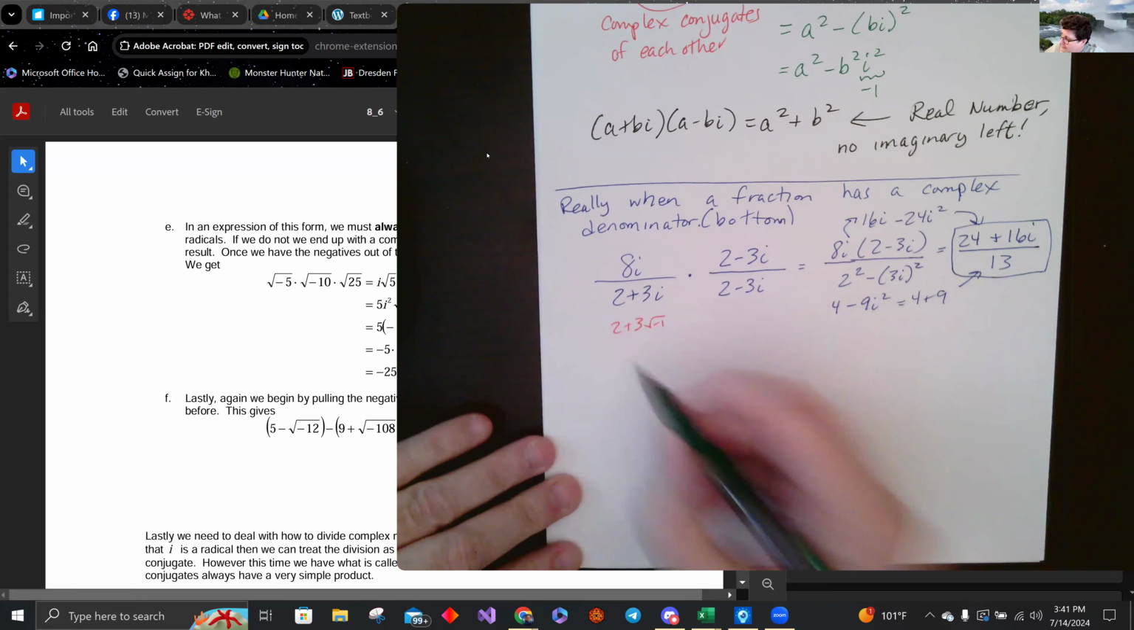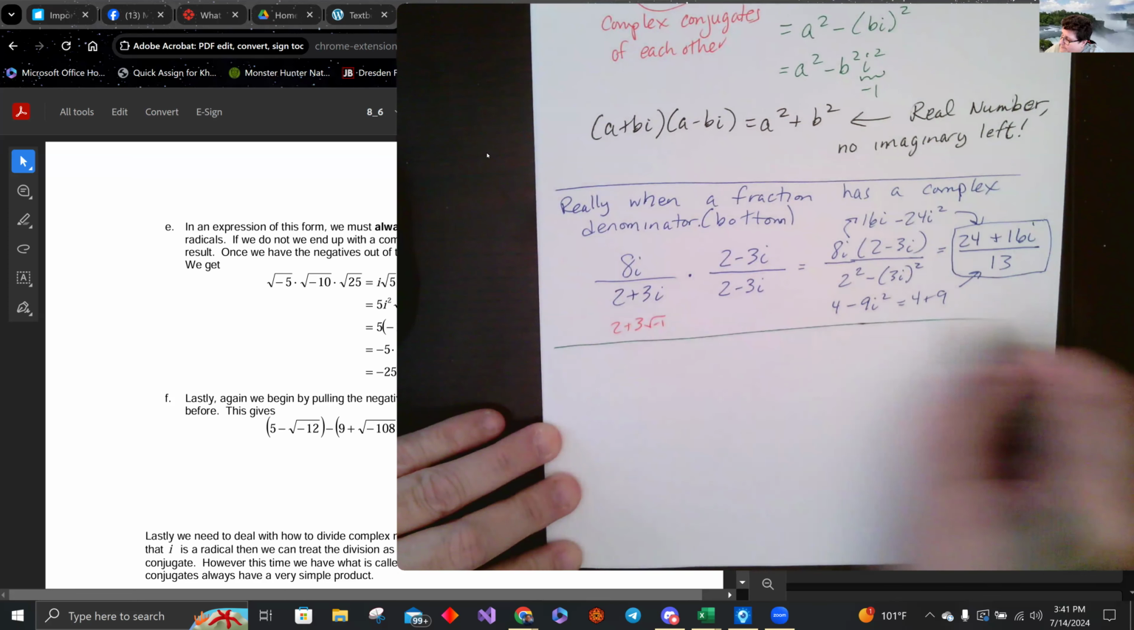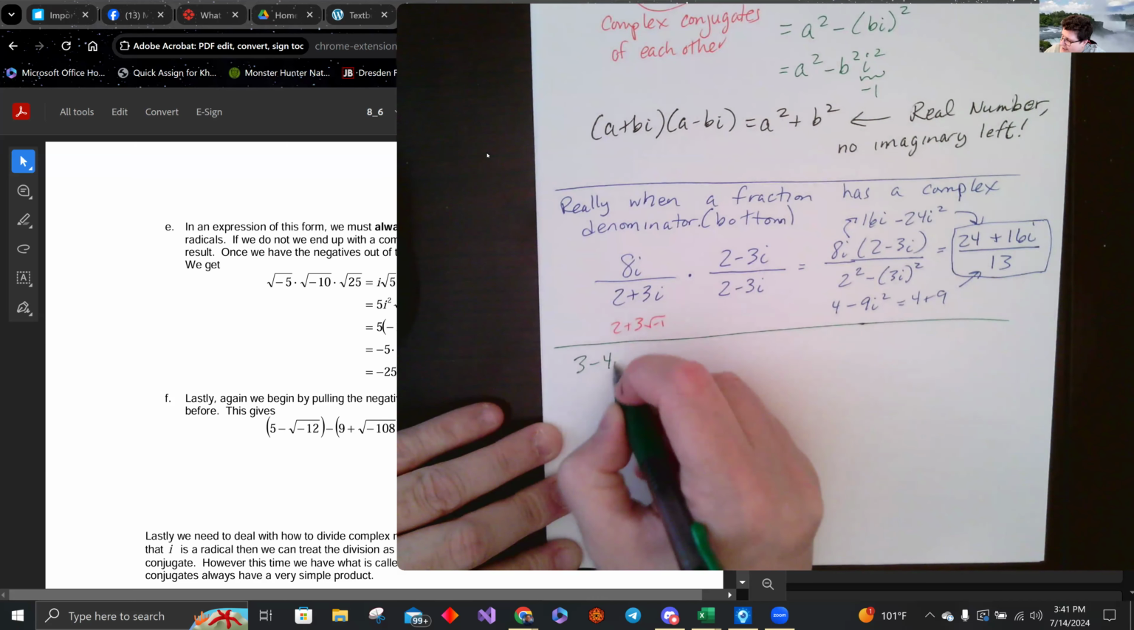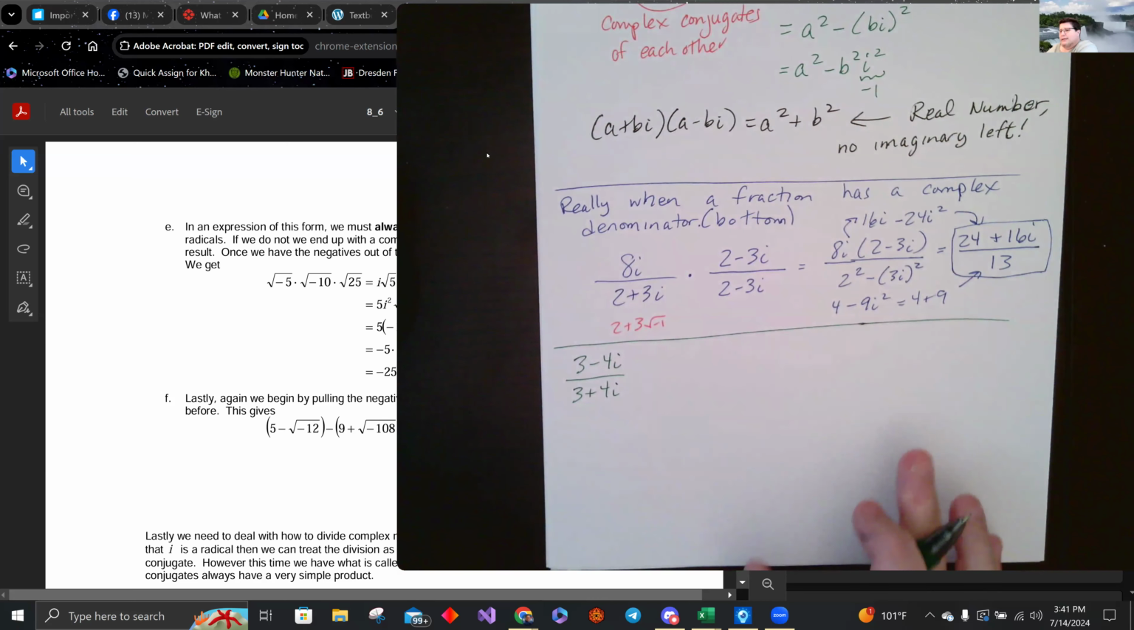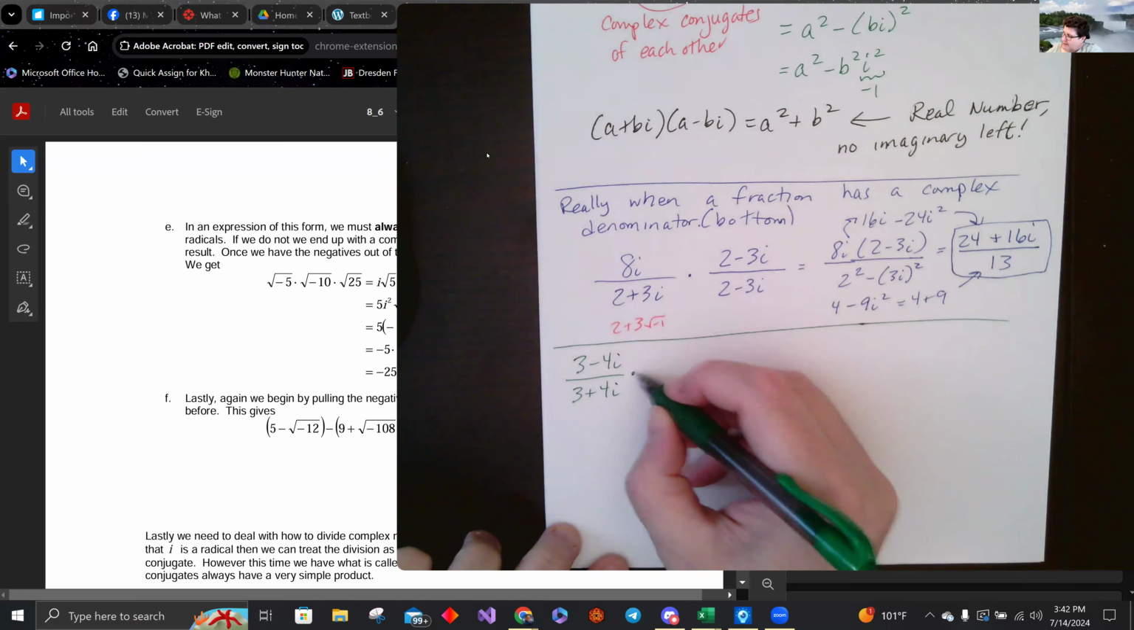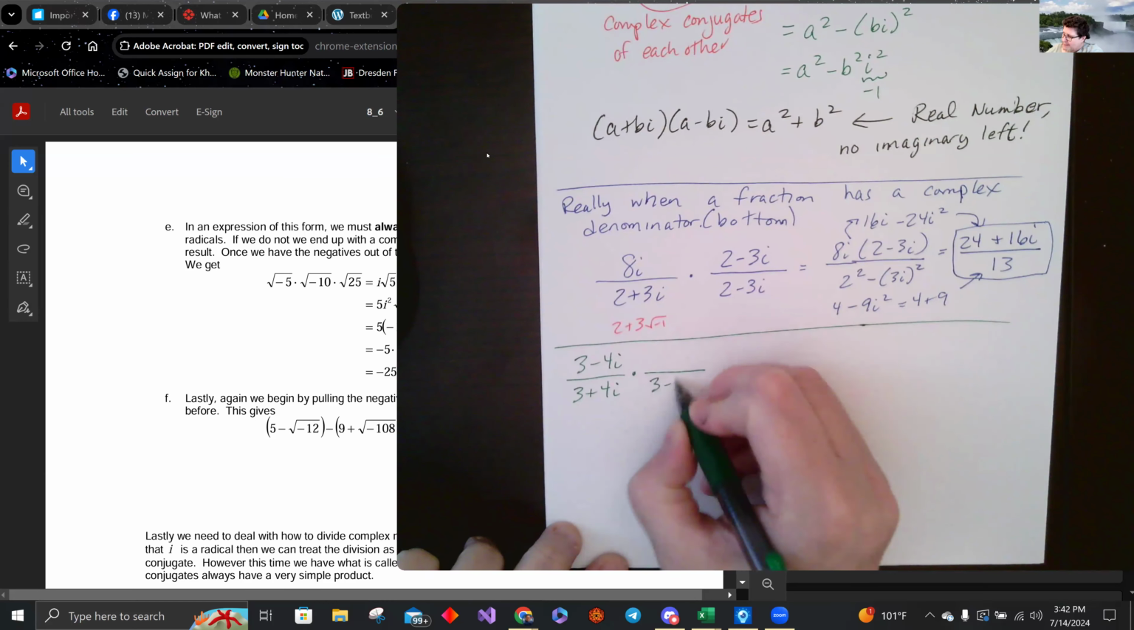All right, let's do another one. Let's do 3 minus 4i over 3 plus 4i. Why don't you pause the video and give this one a try? All right, I will assume you have. The conjugate of the bottom is 3 minus 4i.